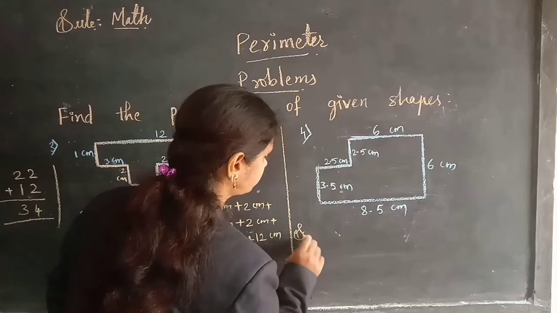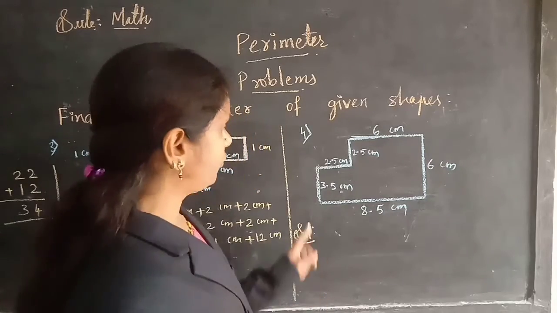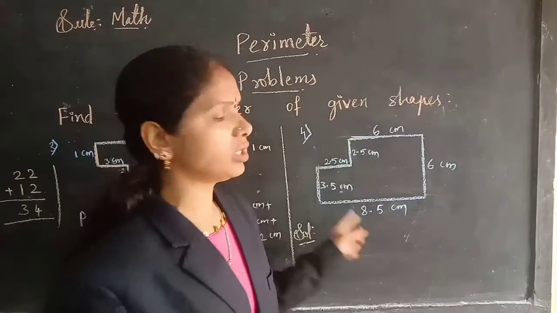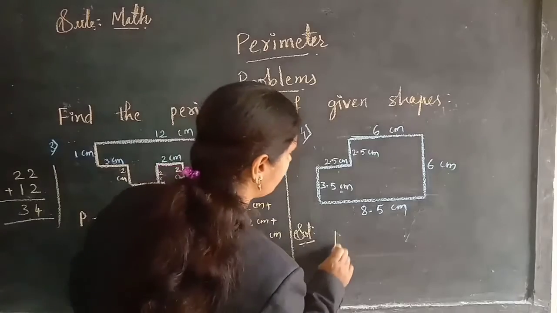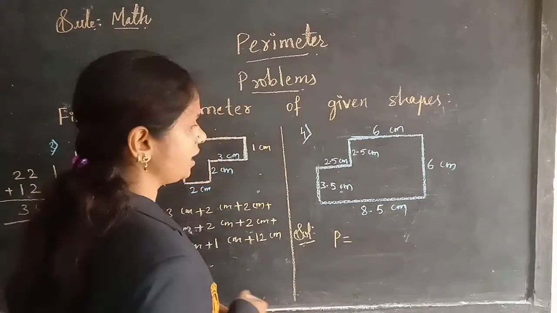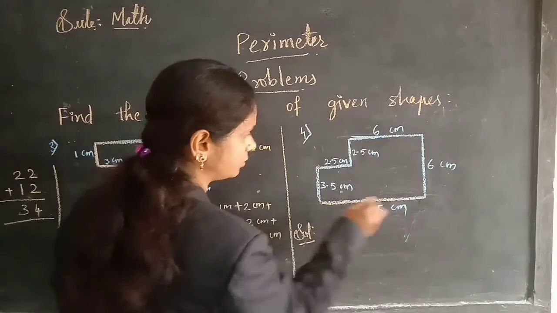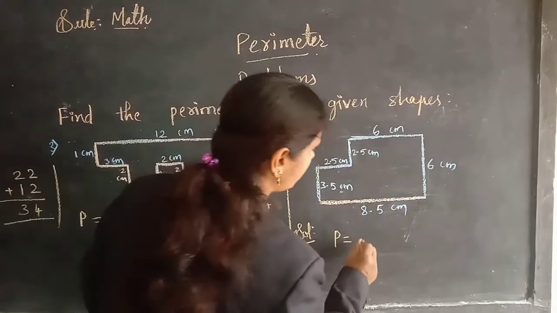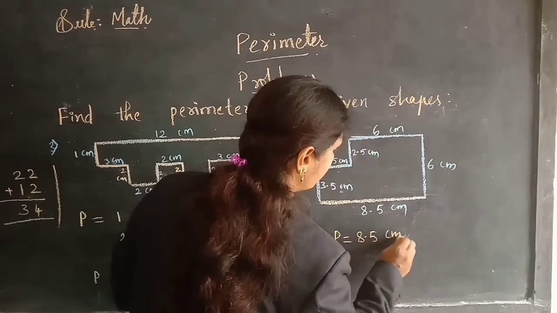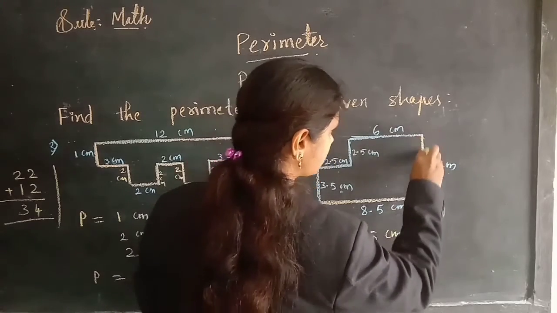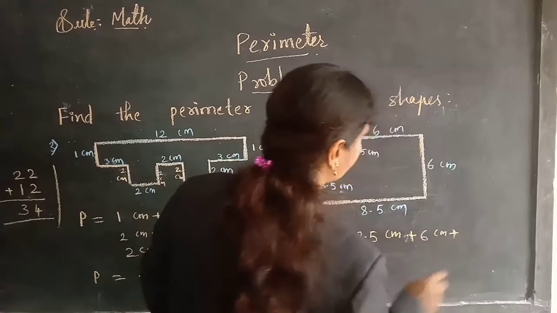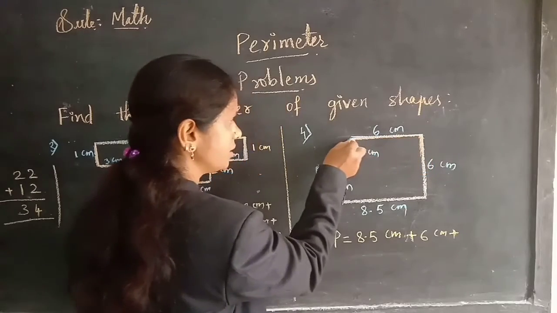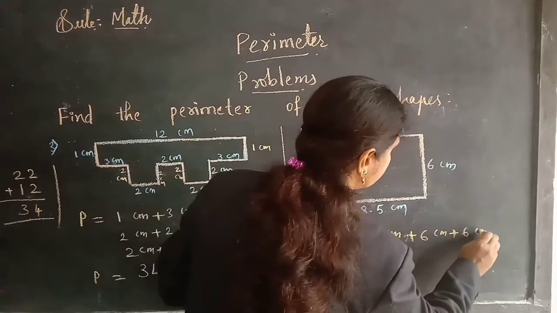Coming to this problem, children, here you see, before writing the perimeter, once you observe, did they give all sides' lengths or not? Here in the given figure, all sides' lengths have been given, children. So now start adding here. Now I am taking this side length, children, so 8.5 centimeters plus, and next this side length I am taking here 6 centimeters plus, and this side length I am taking here 6 centimeters.